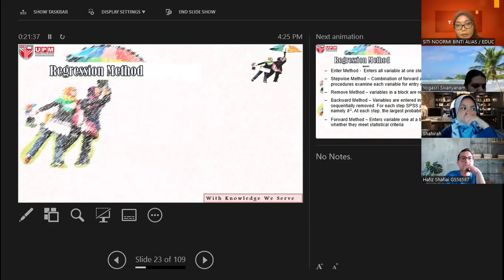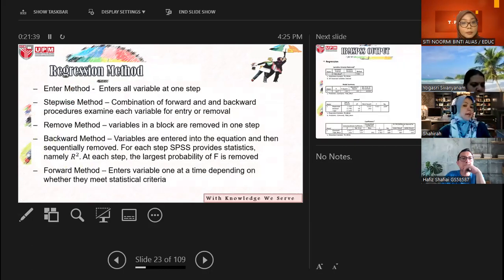Okay. Forget about our findings first. Let's proceed with the regression method, the Enter method that I mentioned just now. So the Enter method, if you are aware, there are five methods under the methods just now. Did you notice?